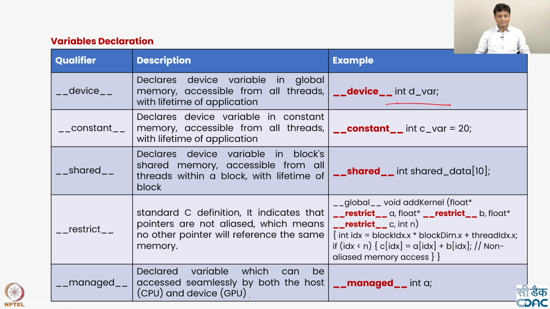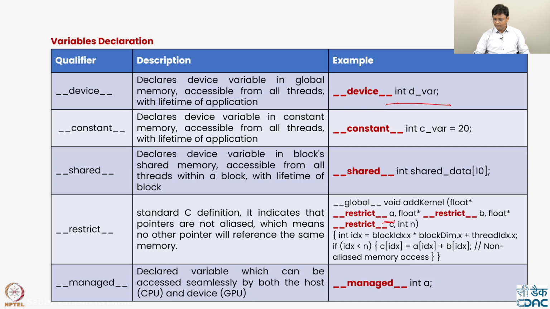Next one is the restrict qualifier. It is a standard C definition and it indicates that pointers should not be aliased. The meaning is that no other pointer will reference the same memory location if we have declared a variable with the qualifier restrict. So, you can see the example section.